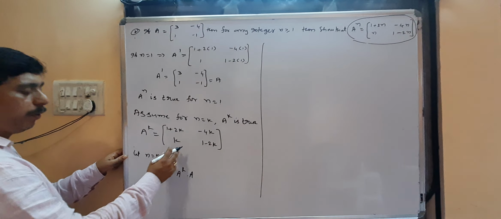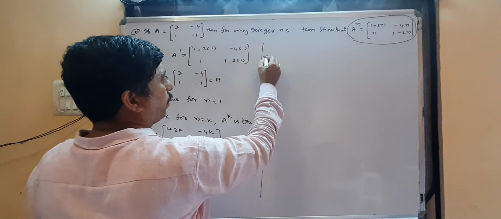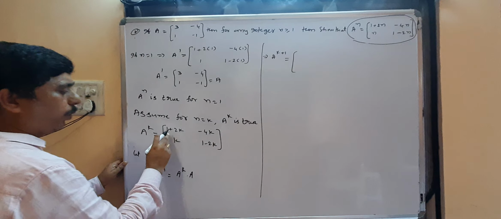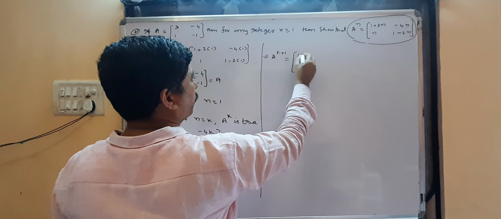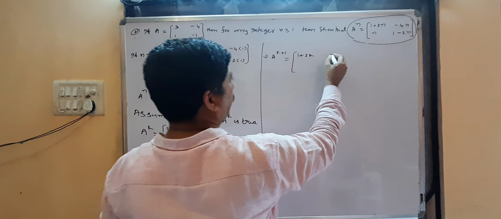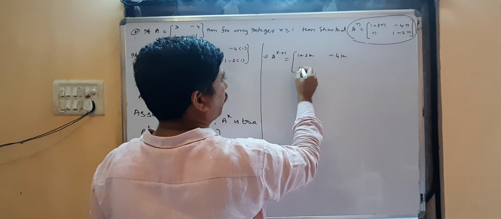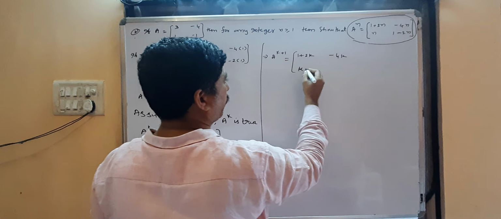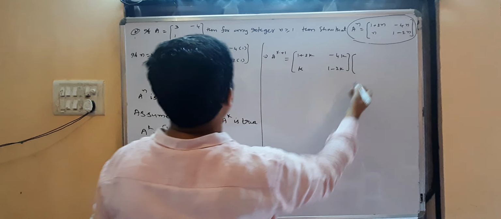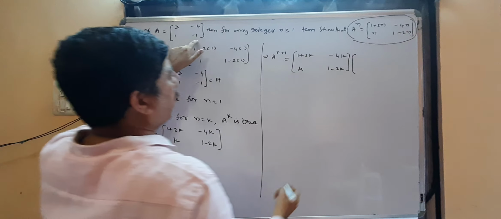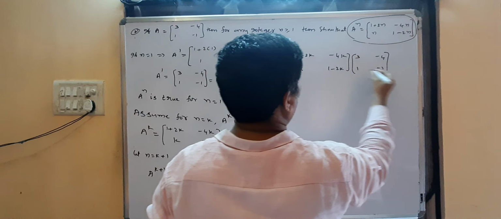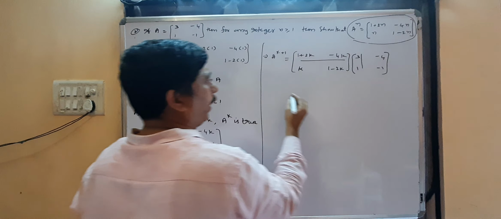Already you got A power k. That implies A power k plus 1 equal to A power k, you got it, 1 plus 2k, minus 4k, k, 1 minus 2k, into the A matrix, which is 3, minus 4, 1, minus 1. Row into column you have to multiply.